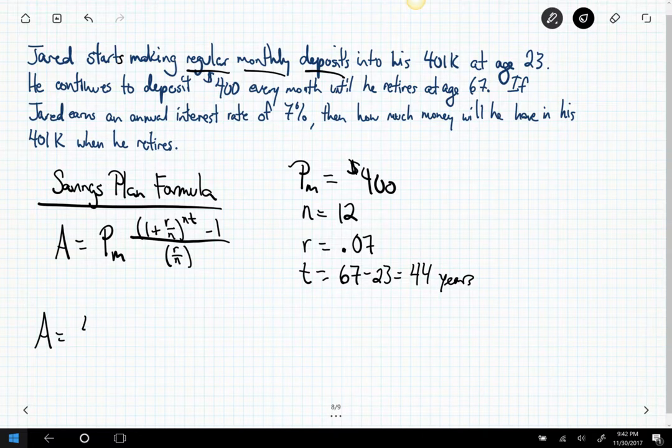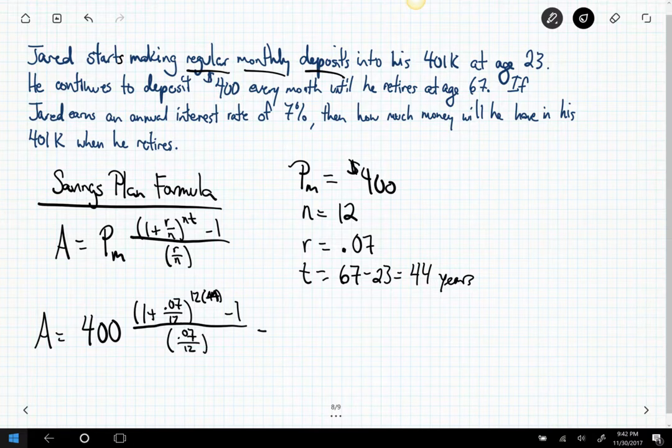A equals $400 times 1 plus R over N. So you have 0.07 divided by 12, raised to the 12 times 44 up top here. Minus 1. All divided by 0.07 divided by 12.